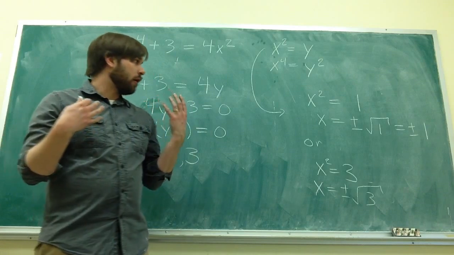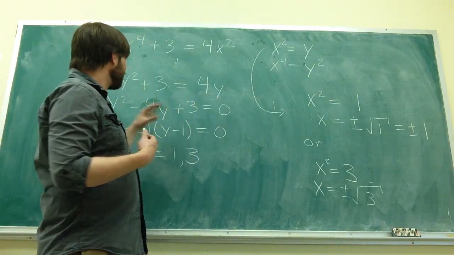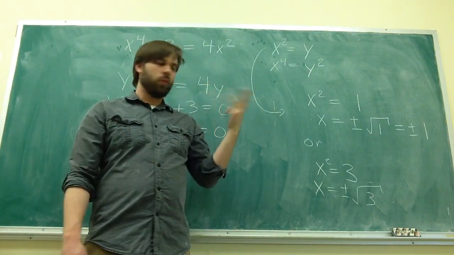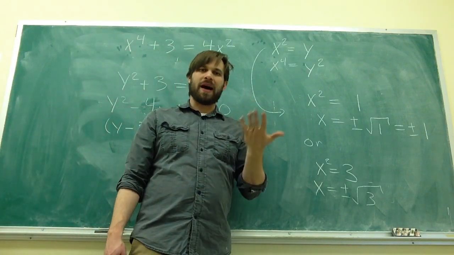So this equation can be reduced to a quadratic, and in the end, we get these four answers: -1, 1, negative square root of 3, positive square root of 3.